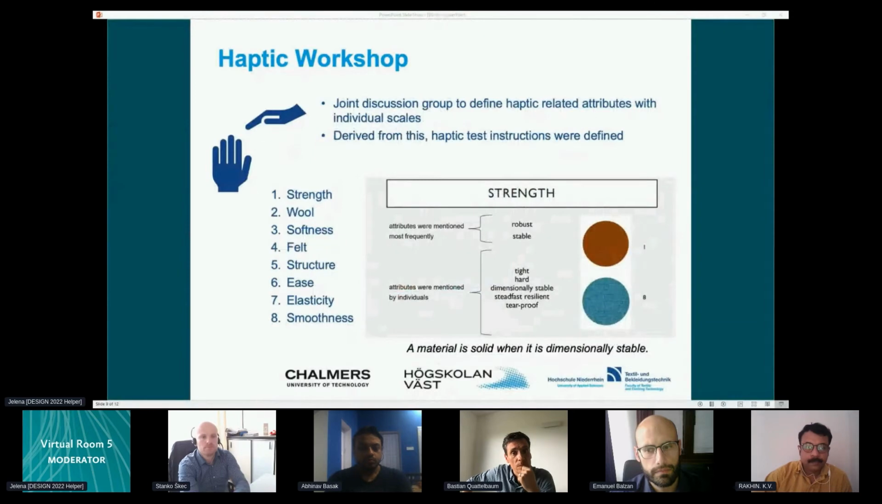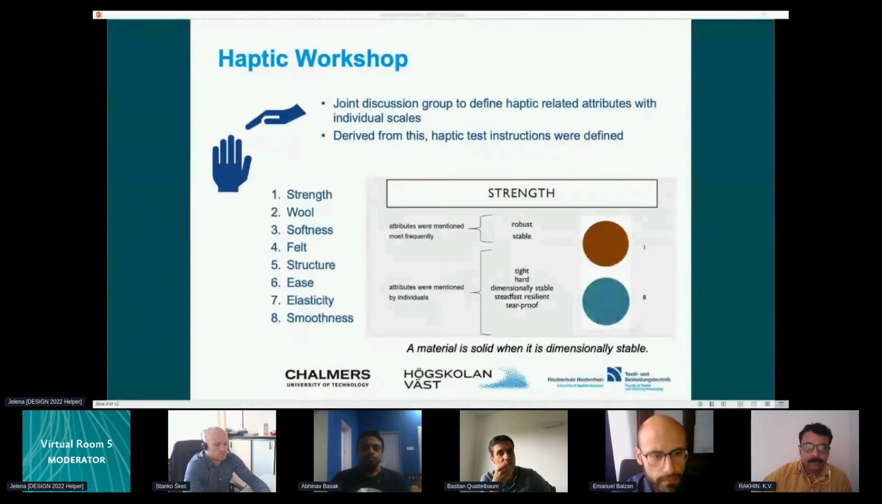After each of the people had the chance to individually check the materials, they met together and had a joint group discussion where they defined haptic-related attributes with individual scales, so that they said, okay, for an attribute, what is the smallest value of a 10-point Likert scale, and what is the biggest value? Afterwards, they also derived haptic test instructions, where they said, okay, if you have to evaluate this attribute, then please follow this instruction. They established 8 different attributes: strength, wool, softness, felt, structure, ease, elasticity, and smoothness.